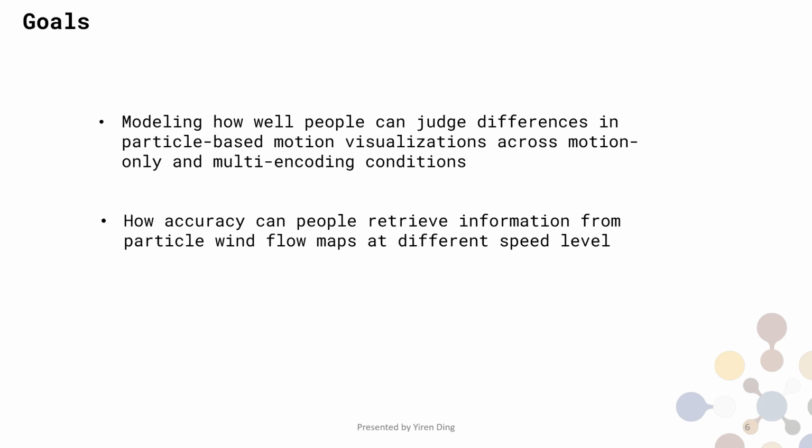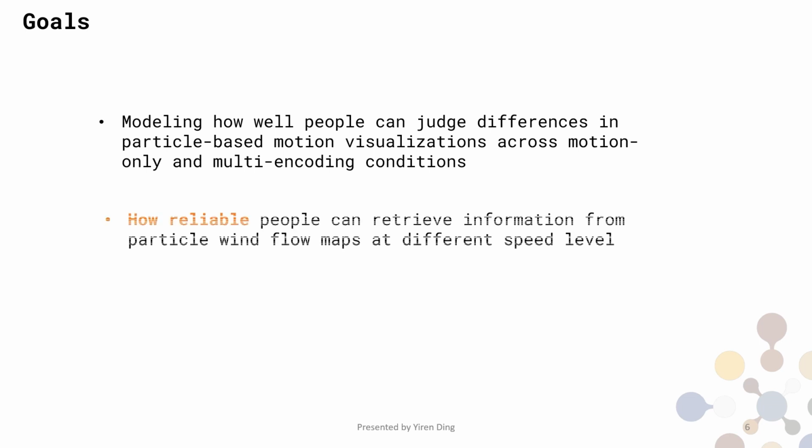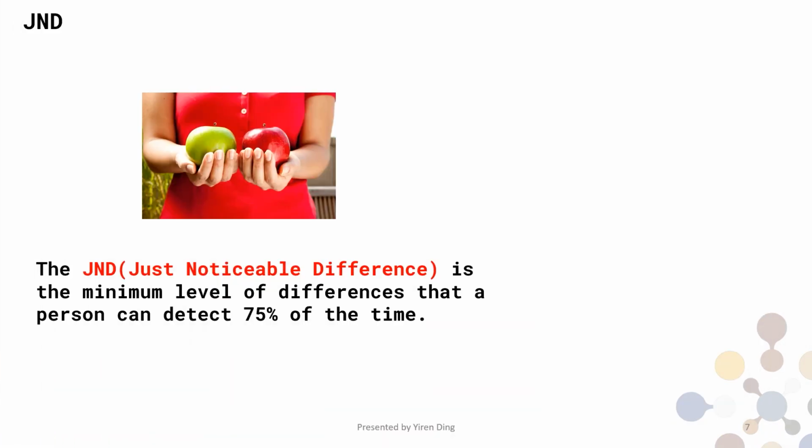In this study, we want to model how well people can judge differences in particle motion maps in two conditions: motion-only condition and the motion paired with other static channel condition. A natural way to model this is to investigate the accuracy of people's judgment. However, motion does not compete for bandwidth with other static channels. Indeed, motion increases the bandwidth of the visualization interface. So, we are more interested in how reliably people can retrieve information from particle wind flow maps at different speed levels. To measure this, we will use the JND as the unit, just noticeable differences.